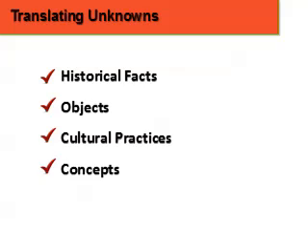Unknown words can be in several categories: historical facts, objects such as animals, food, and items, cultural practices, or concepts. This is a lesson that will introduce how to translate unknown historical facts. Look at the lesson on each category to learn more. You might also want to go to the lesson on copy or borrow.